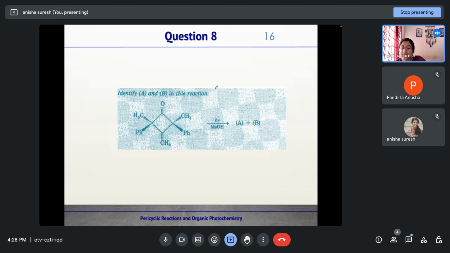Now coming to the next question. Identify A and B in the reaction. So what sort of reaction will be taking place here? Will it be Norrish type 1 or Norrish type 2 kind of reaction?